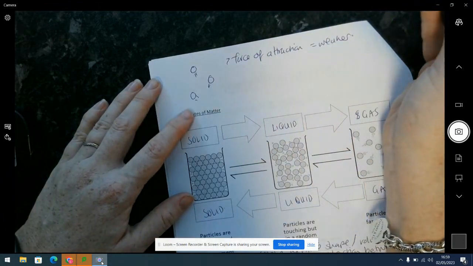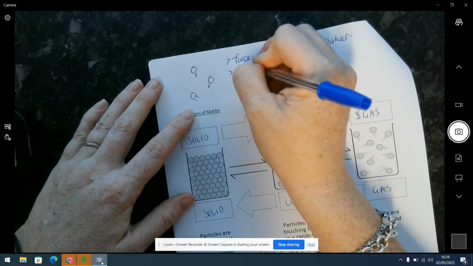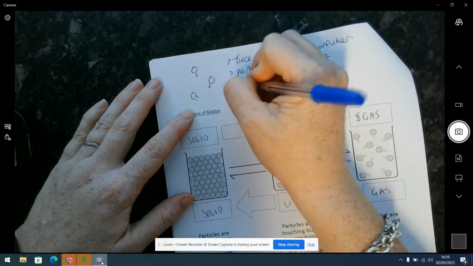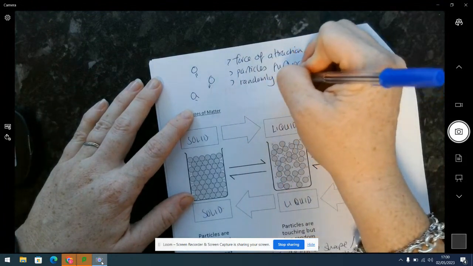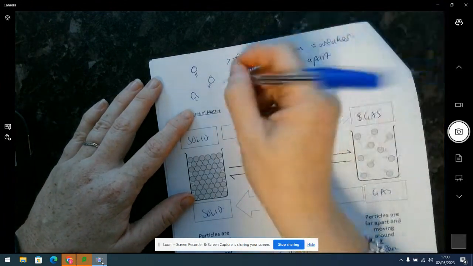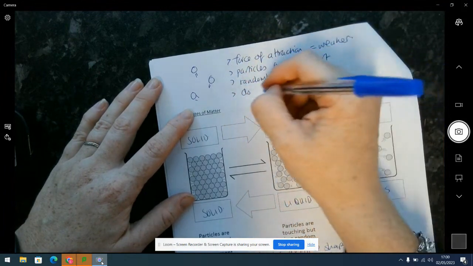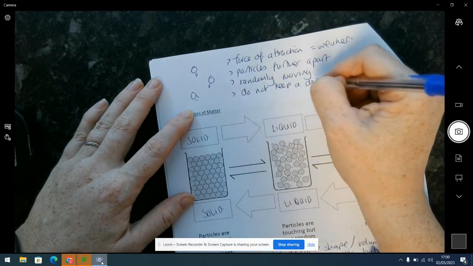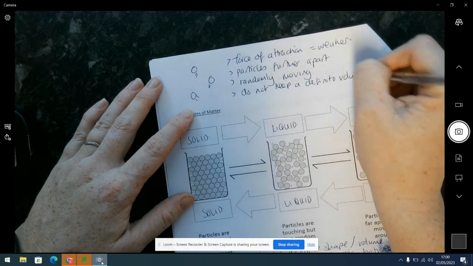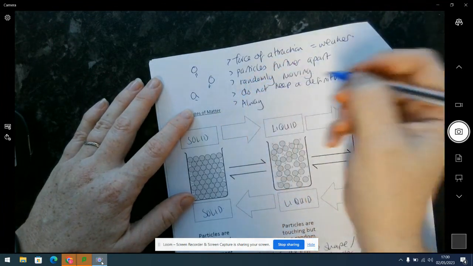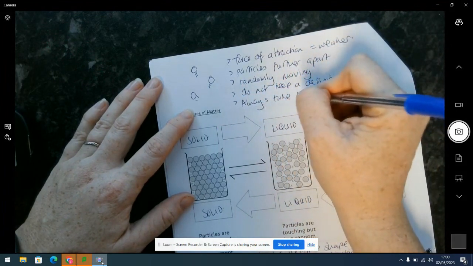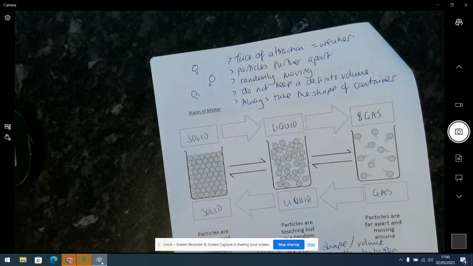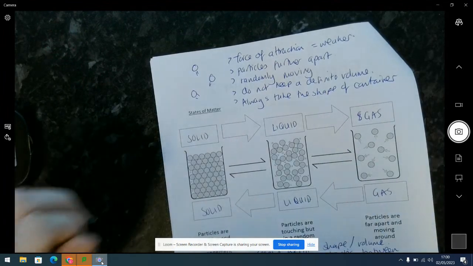And we know that because the particles are far apart. Okay, they're moving randomly. There's no fixed pattern to it. They do not keep a definite volume or shape. And they always, this is the one we always forget about, but they always take the shape of the container. So if I have, for example, air in my beaker, which I would have because it's sitting out, it's going to take the shape of the beaker.